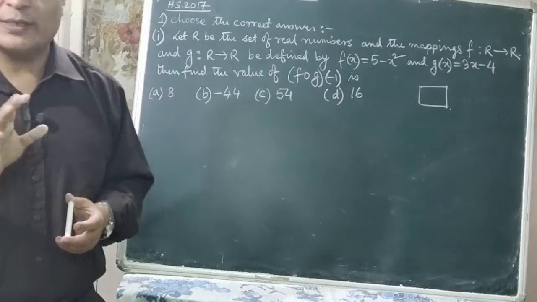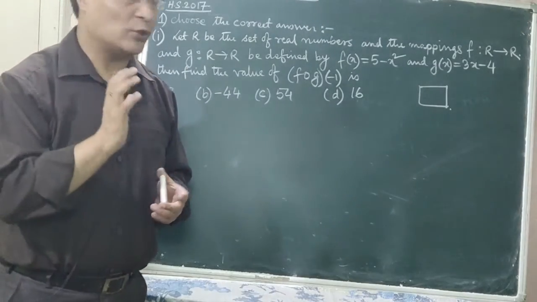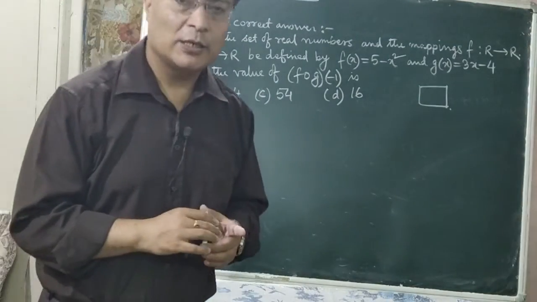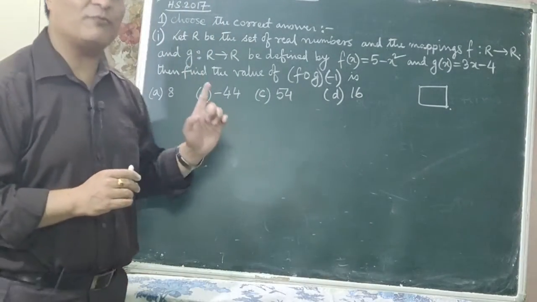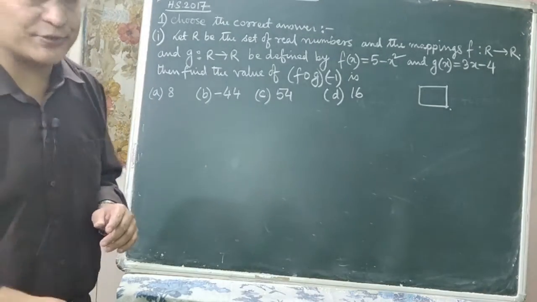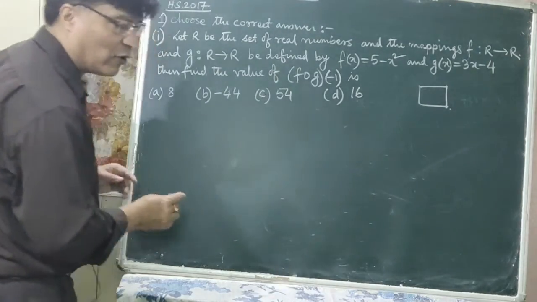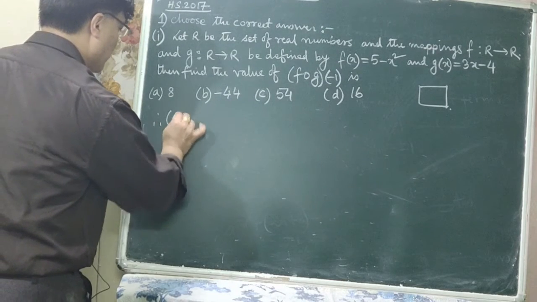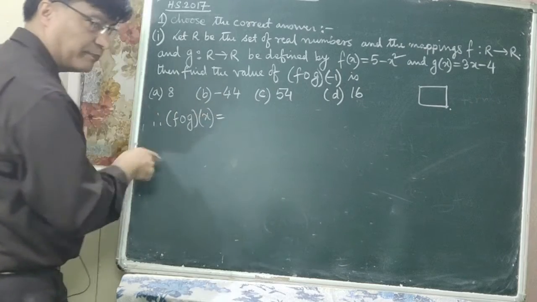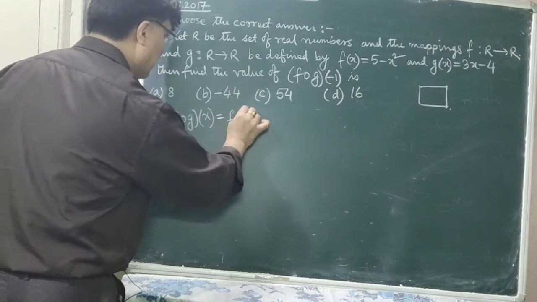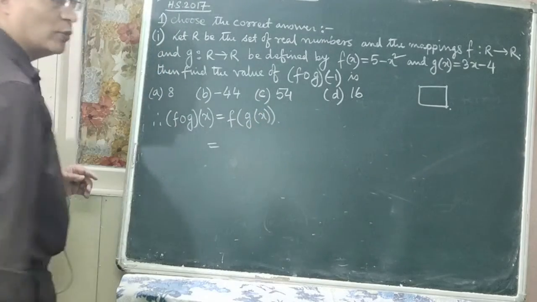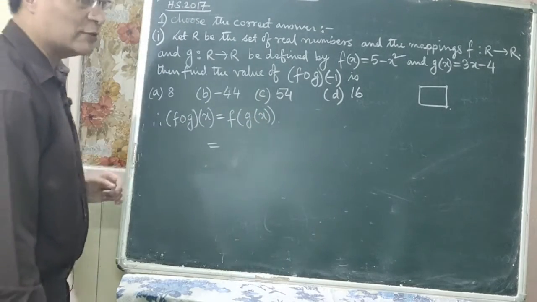The fog of minus 1 we cannot find out at once. So this is known as a composite function, composition of functions, right? So in order to get fog of minus 1, first of all you have to get the value for fog of x, right? So let us find out fog of x. That is, therefore fog of x is equal to, it is defined as f of within bracket g of x, right?